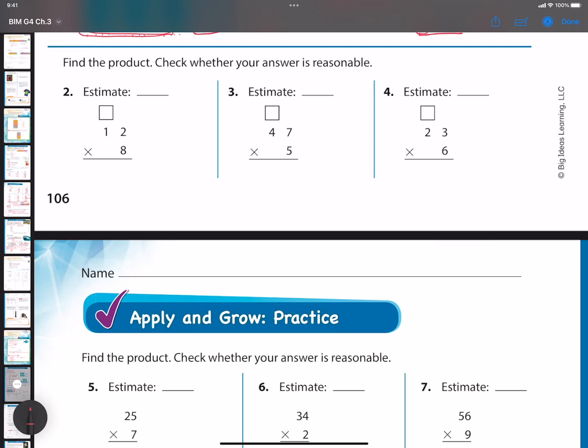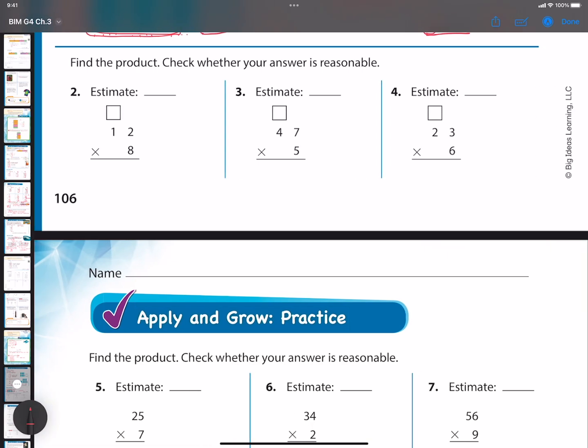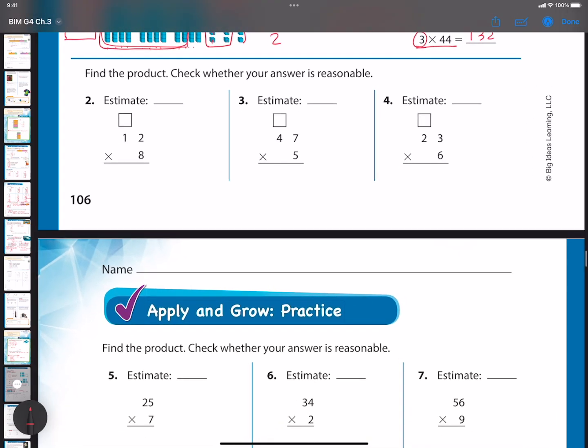So now, number 2, find the product. Check whether your answer is reasonable. When you check whether your answer is reasonable or not, you have to use what? Your estimation, okay? So now, since this 12 is close to 10 instead of 20, I'm going to multiply 10 times 8, which is what? 80. Okay, so my estimation is what? 80.